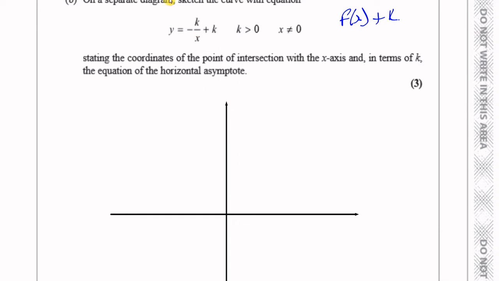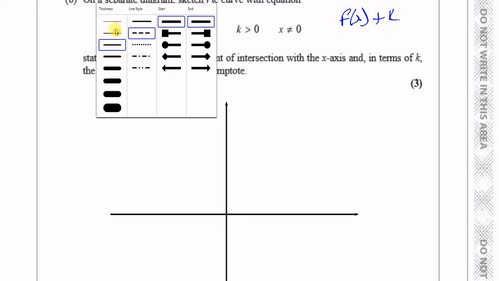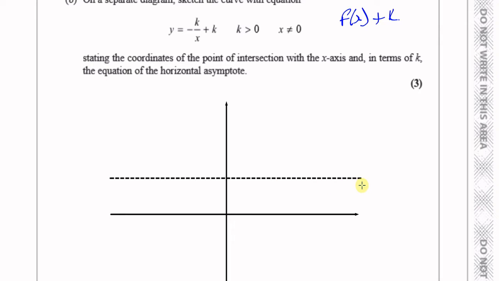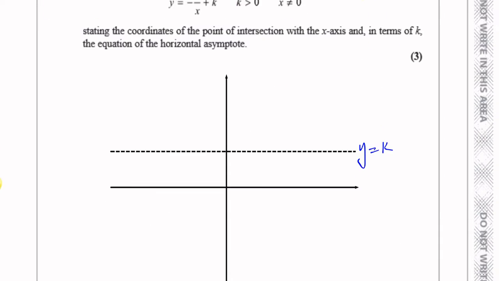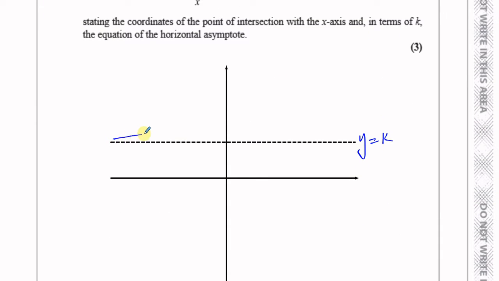So this is one of the asymptotes, but there's a new asymptote now. And that new asymptote, which I'll draw in this way, is going to be when y equals k. That's the equation of the asymptote, called the horizontal asymptote. It says the equation of the horizontal asymptote, and I've written it down. Otherwise, it's going to be the same two quadrants and will look exactly the same as before, except the asymptote goes up.